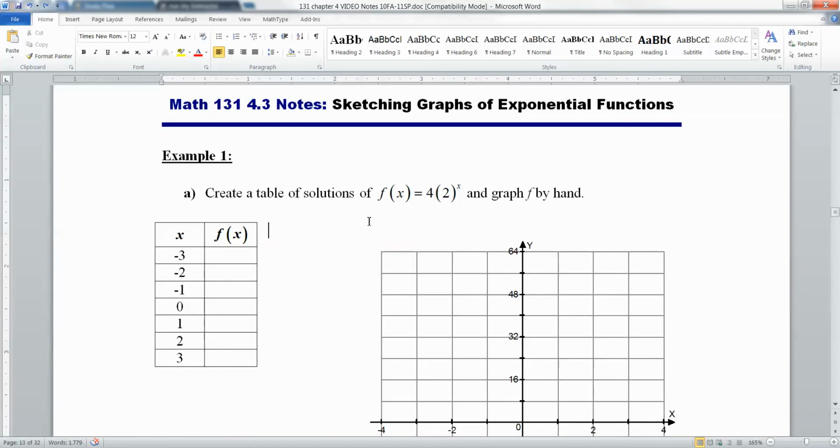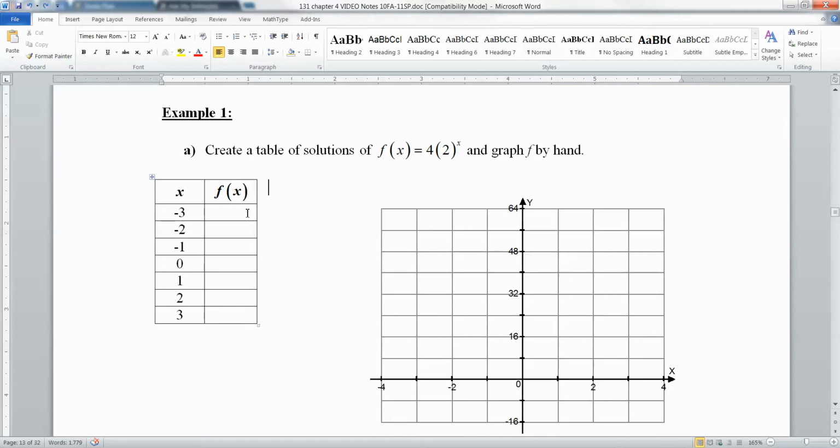So I have this function right here, which is f of x is equal to 4 times 2 to the x, and I want to graph it by hand. Now, graphing by hand is kind of interesting because when I say by hand, it doesn't mean you can't use your calculator to help yourself. In particular, what you really want is a table of points, because if you can find a table of points, then you can graph from there.